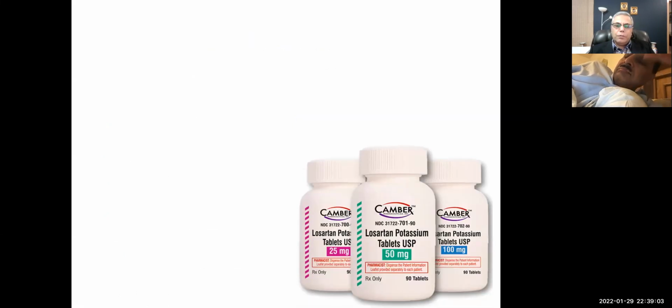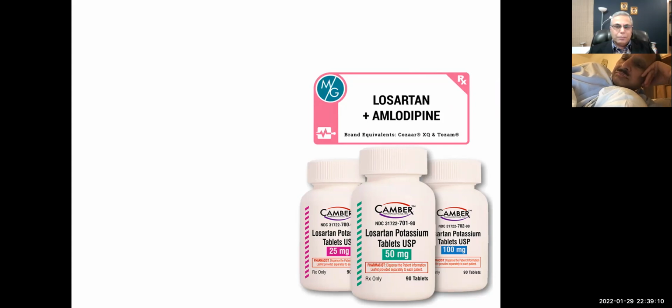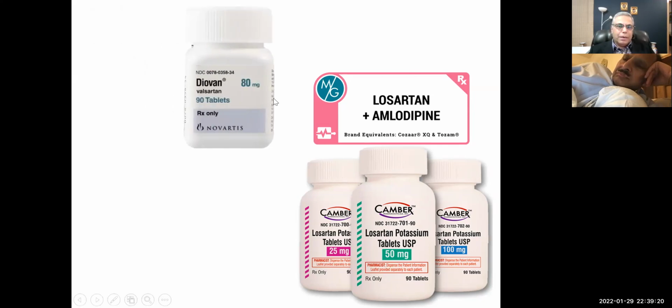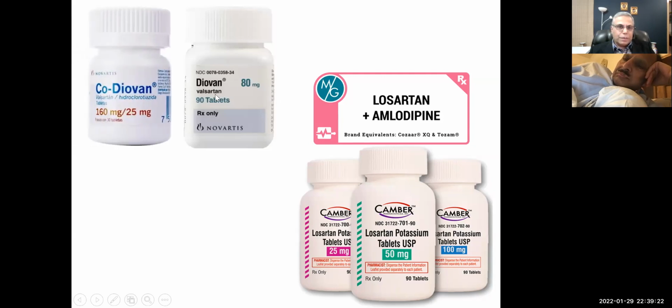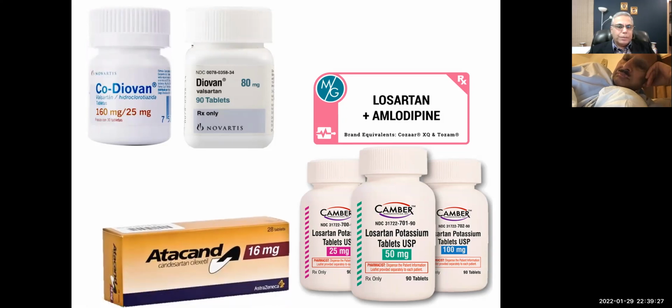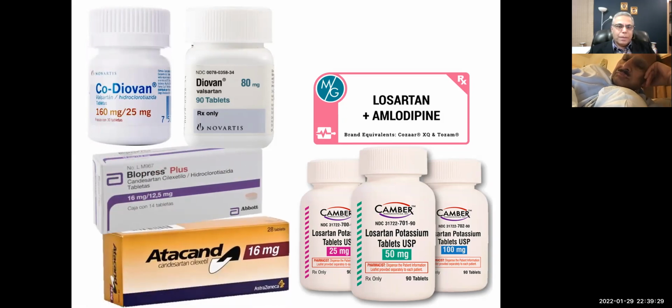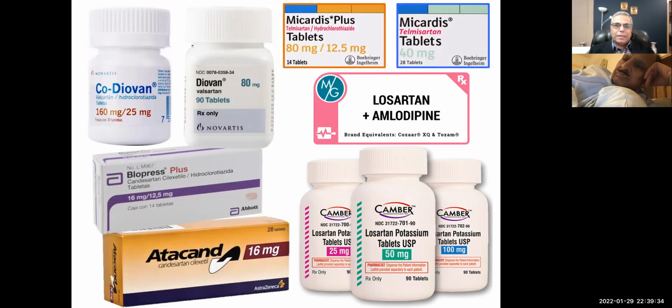Right. So now we go on to the next category of drugs, which are known as sartans. We have losartan. This is amlodipine, a calcium channel blocker, so this is a good combination for hypertension, I would say. And valsartan is there. We have valsartan plus a thiazide diuretic combination. Candesartan is there, again a combination with hydrochlorothiazide. We have telmisartan, and a combination with hydrochlorothiazide.